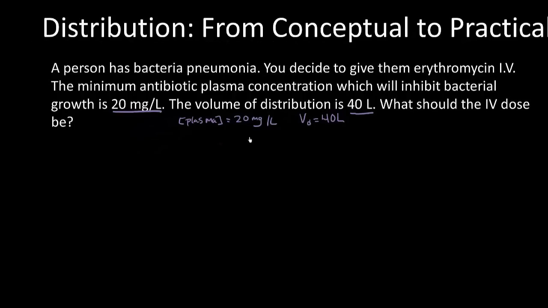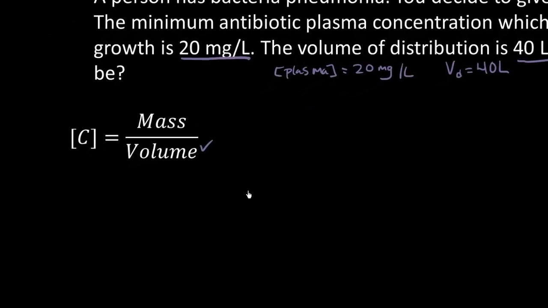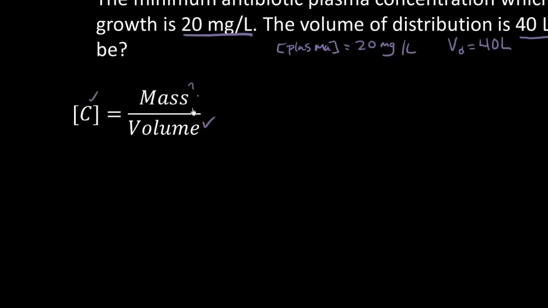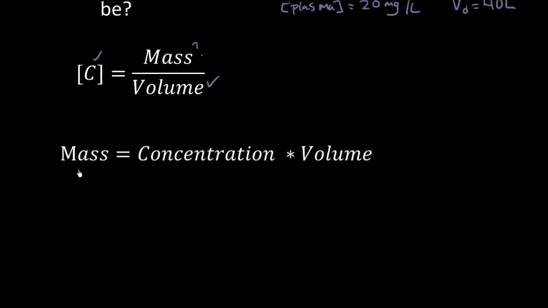After you do this, write down concentration is equal to mass over volume. Mass is the dose, in milligrams. Volume is the volume of distribution, and concentration here is the plasma concentration. So what am I trying to solve for? Well, I know the volume, I know the concentration, I'm trying to find the mass. So I rearrange this equation, and I get mass is equal to concentration times volume.